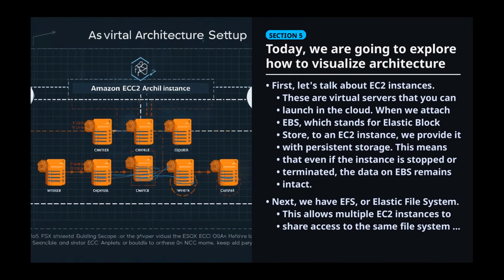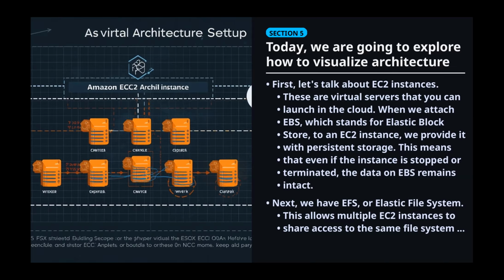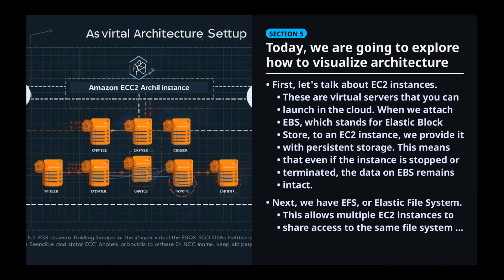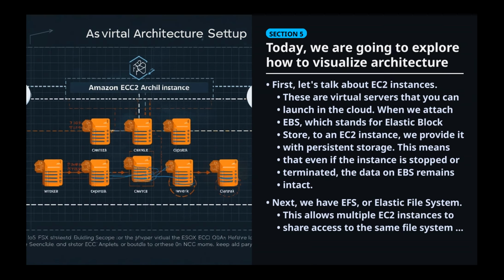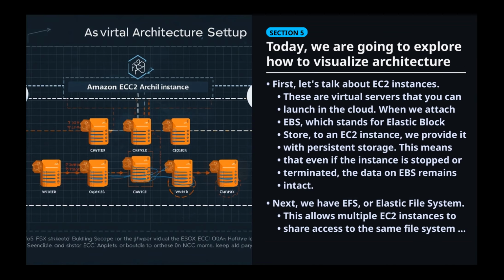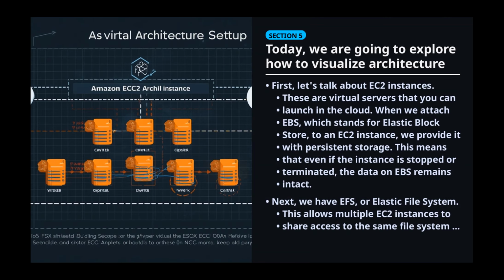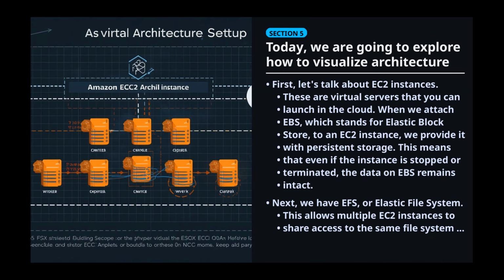First, let's talk about EC2 instances. These are virtual servers that you can launch in the cloud. When we attach EBS, which stands for Elastic Block Store, to an EC2 instance, we provide it with persistent storage. This means that even if the instance is stopped or terminated, the data on EBS remains intact.